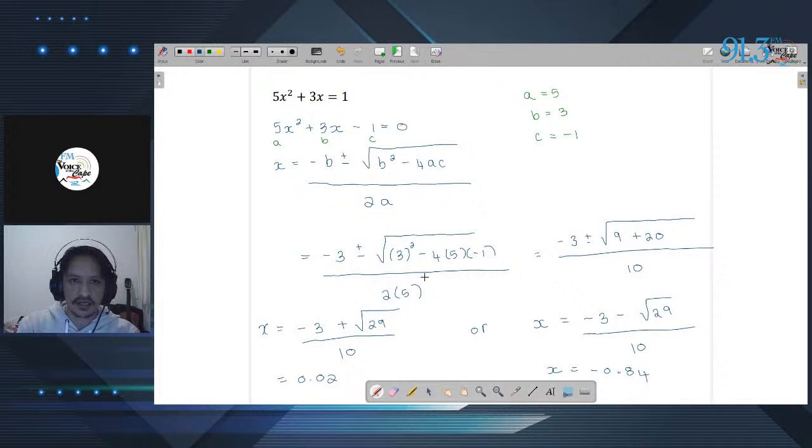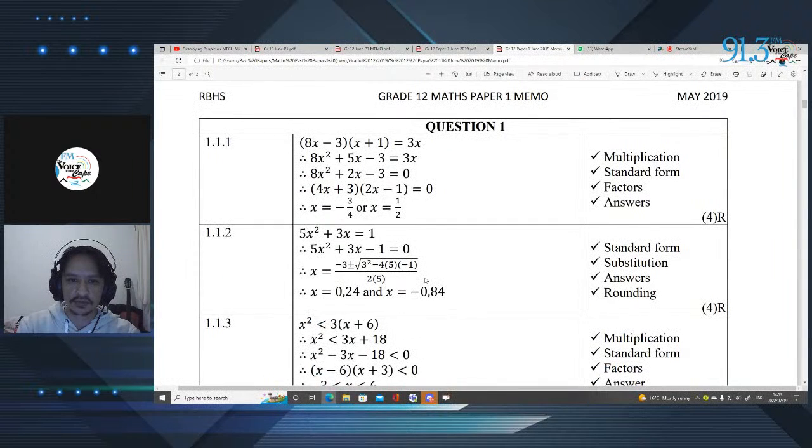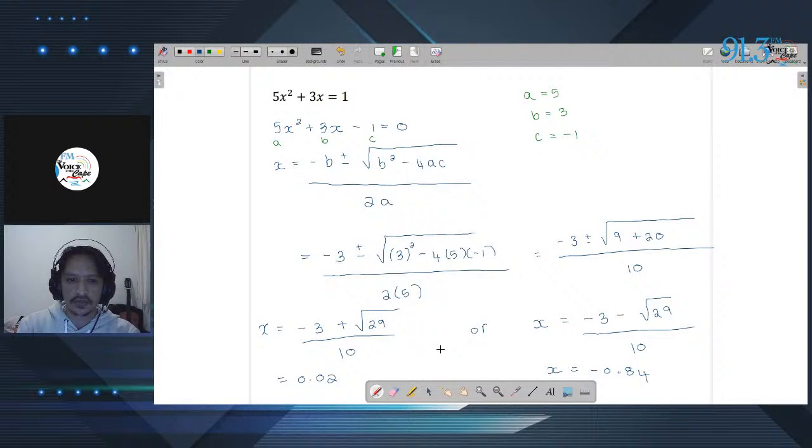And let us see if it matches up with the memo. 0.24. So somewhere either there's an error in the memo or I made an error. So let me just double check. Negative 3 plus square root of 29 divided by 10. Oh, I did make an error. I don't know how I got 0.02. It's 0.24. Okay, and once again, you have to round up because on the calculator, it gives me a value of 0.2385. Right? And that's how you would solve this problem.